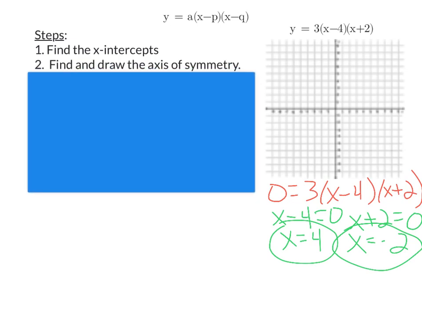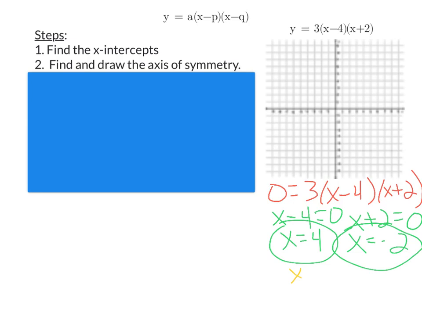Our second step is to find and draw the axis of symmetry. The axis of symmetry lies directly in between the two x-intercepts. To find the number that lies directly in between 4 and negative 2, I need to find the average of those two numbers. To find the average of any two numbers, add them together and divide by 2.